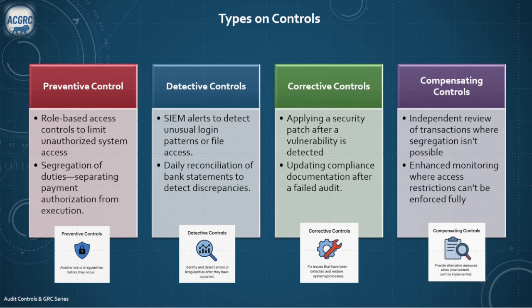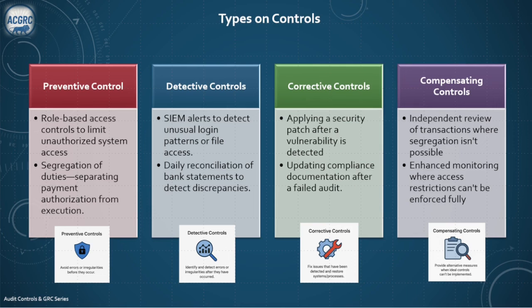The example for this would be role-based access control to limit unauthorized system access. Most of your technical guys would know about RBAC, wherein we restrict access to a system or a resource, a folder or otherwise, through the role that an individual or a group plays. Beyond the role, they cannot access any other resource. So that's an example of preventive control.